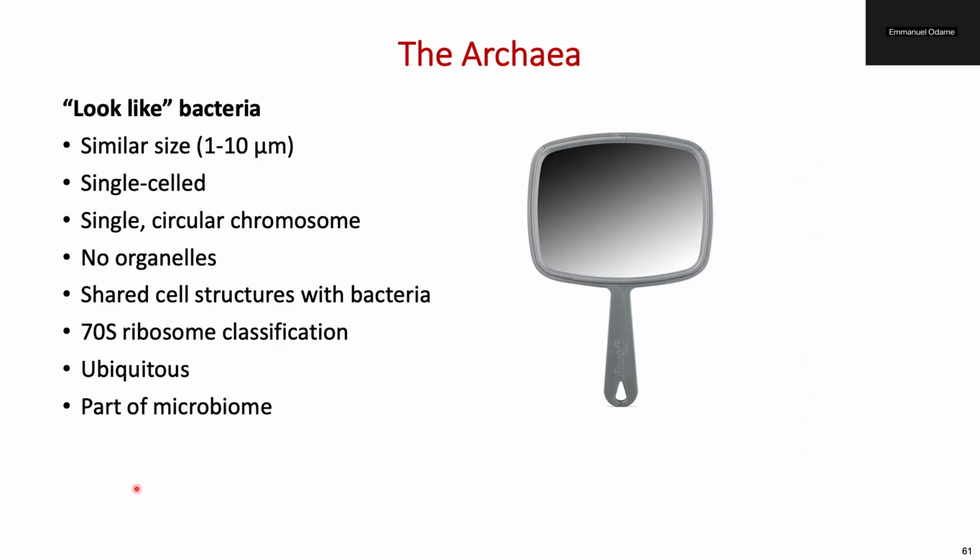They are single-celled, and they have just a circular chromosome. They do not have organelles compared to bacteria, as we've seen so far and talked much about. They share cell structures with bacteria, and they also have 70S ribosomes. They are ubiquitously distributed, and they are also part of the microbiome.